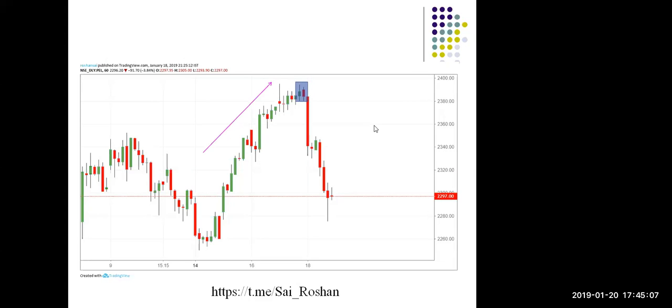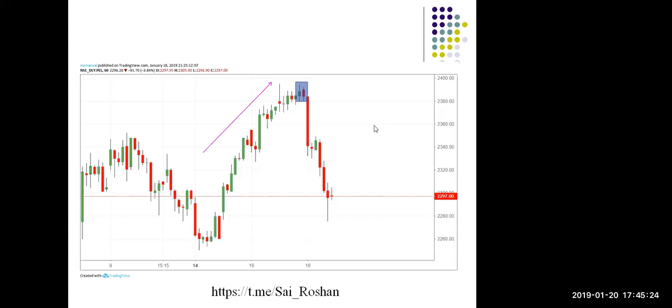So now I'll look for the next 15 minutes candle to close. Now, if that candle is a red candle, I'll close my eyes and I'll sell it with a stop loss of whatever I have mentioned. Is it clear? Yes, that explains.